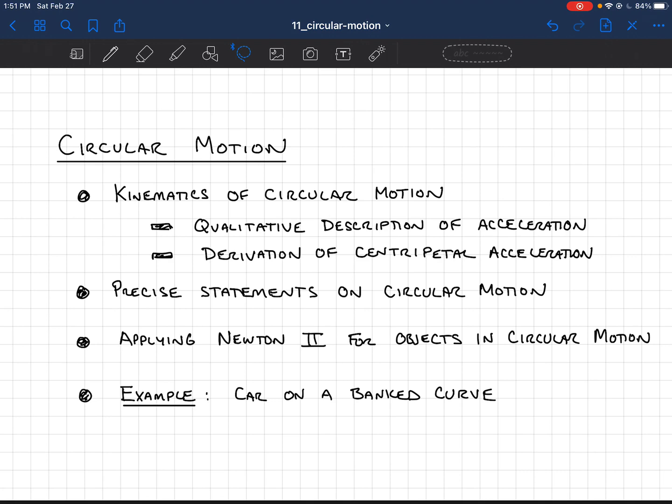In particular, we'll try and choose a coordinate system so we can use the rules that we find in kinematics. First we'll talk about the kinematics of circular motion, both qualitatively, and then we'll derive the expression for centripetal acceleration, as it's called. Then we'll write down the precise statements that we're going to be able to use in Newton's second law, and then we'll apply it to two examples. So in the first example, I'll show you the basic idea of how to use it, and then we'll do a more complicated one of a car traveling on a banked curve.